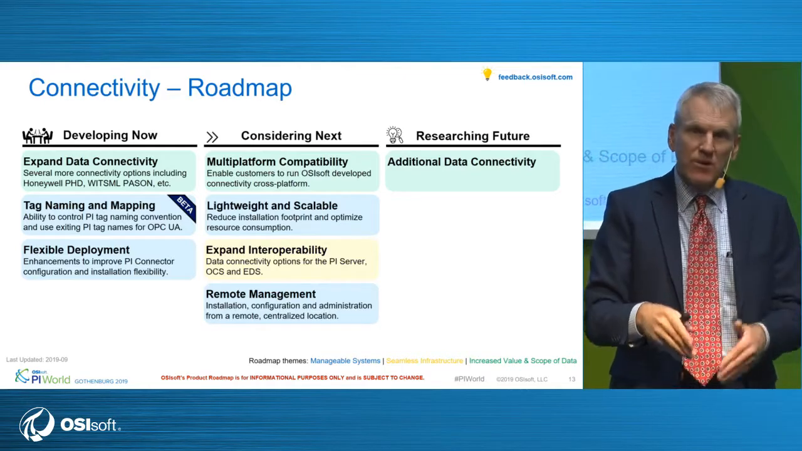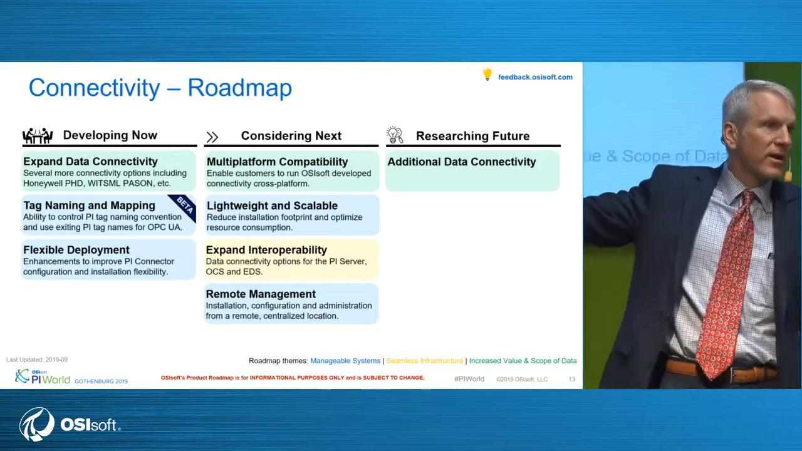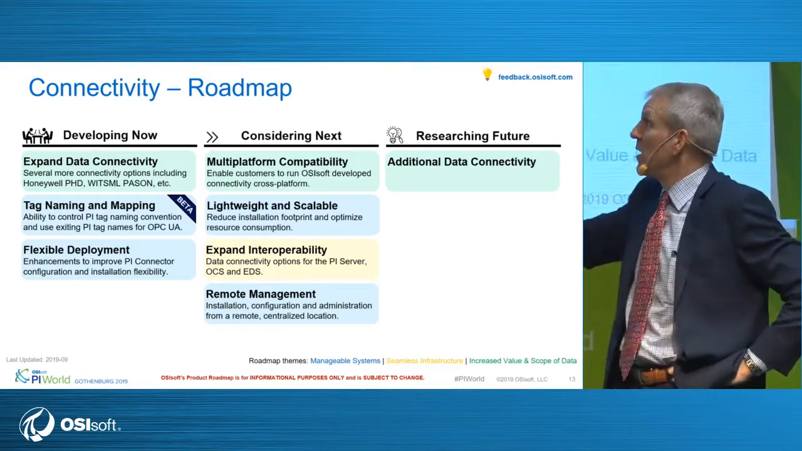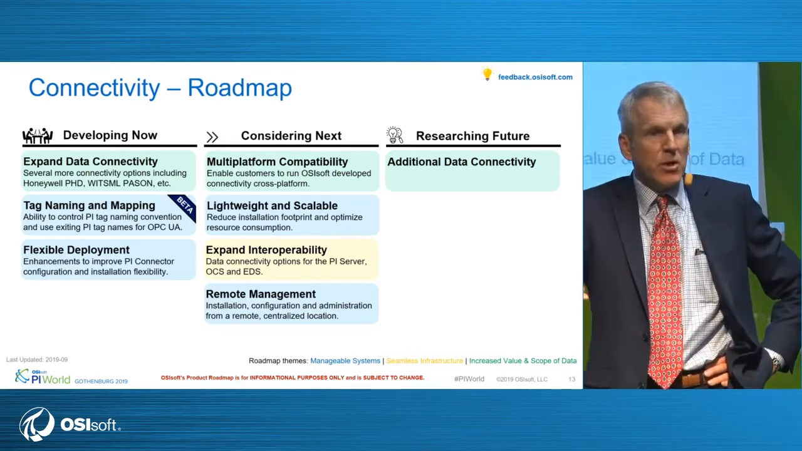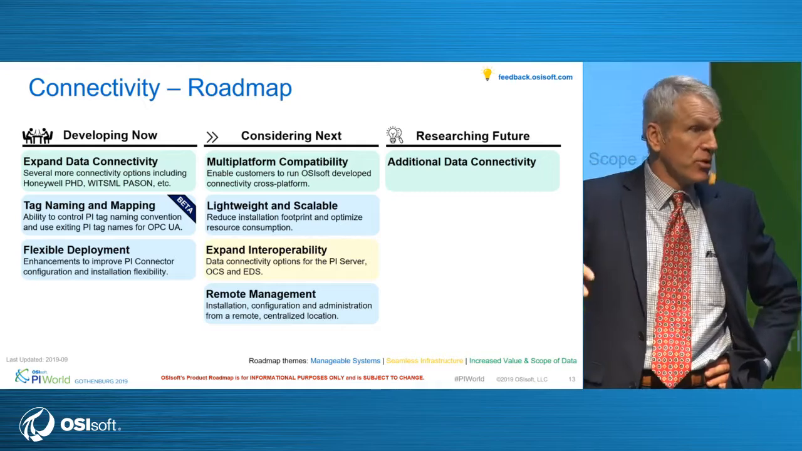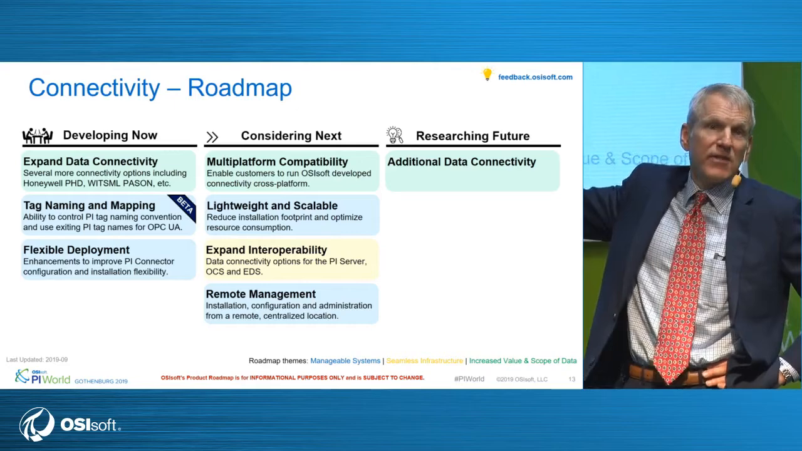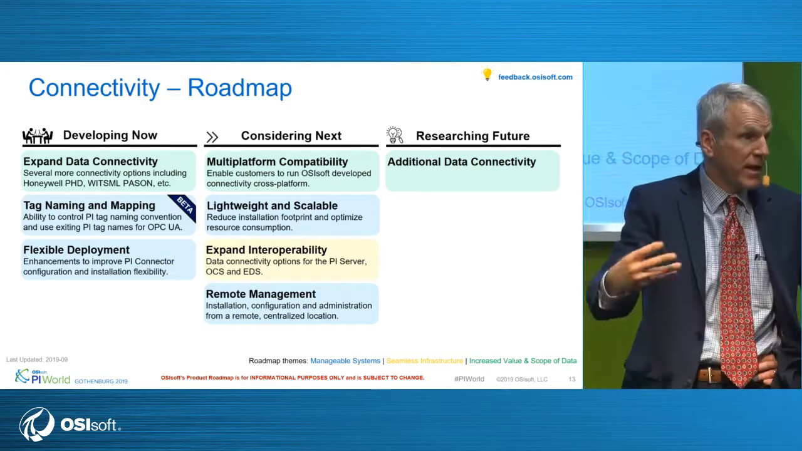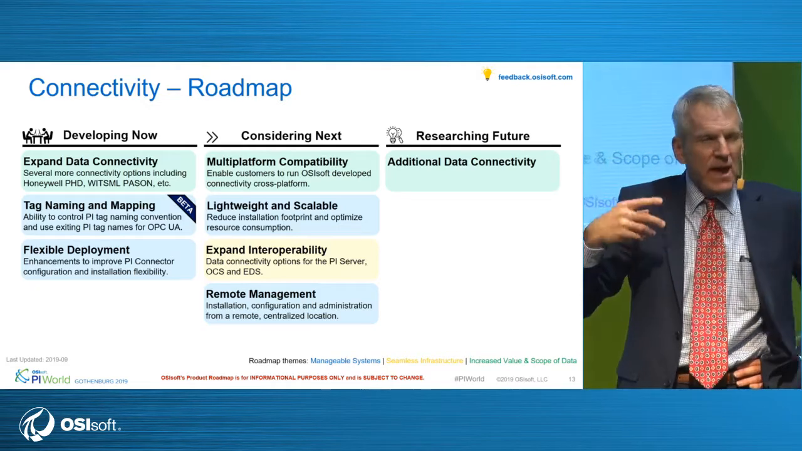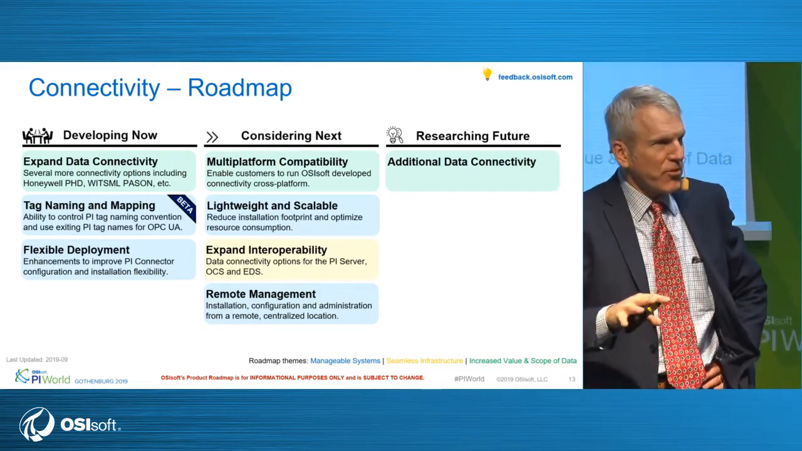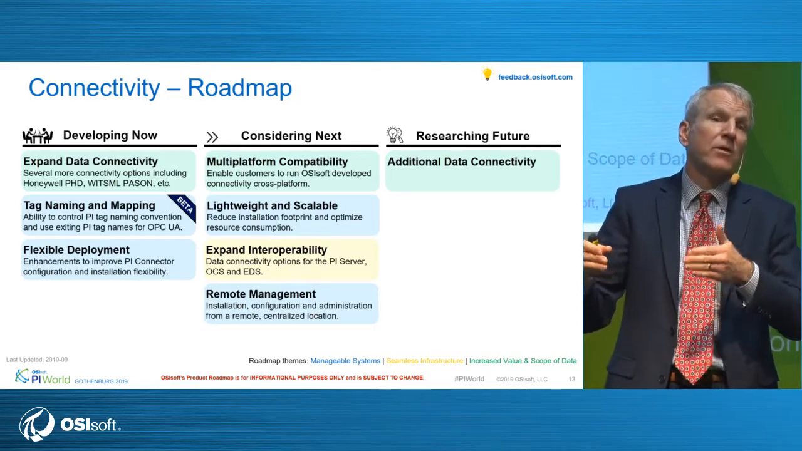As we're sitting here today, the guys in California are going to wake up and start coding, and that's what they're working on in the developing now column. Considering next means we have plans and approval to start development on these features. We just haven't started them yet, but these are features that are going to come at some point in the future. And then researching future means these are things that we think we need to do. It's the most squishy of all the things on this list, but it gives you an idea of where we're headed with the products.